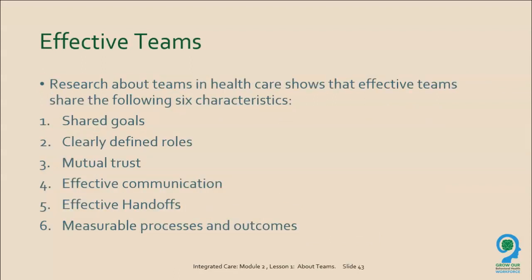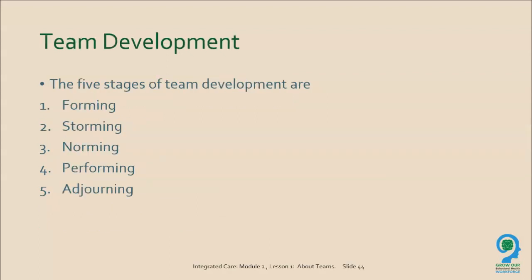Effective teams. Research about teams in healthcare shows that effective teams share the following six characteristics: shared goals, clearly defined roles, mutual trust, effective communication, effective handoffs, and measurable process and outcomes. Team development. The 5 stages of team development are forming, storming, norming, performing, and adjourning.